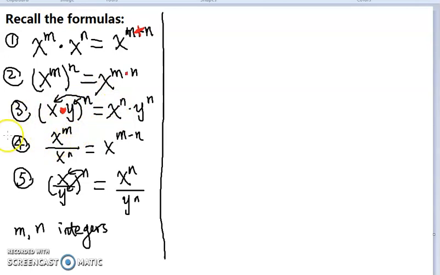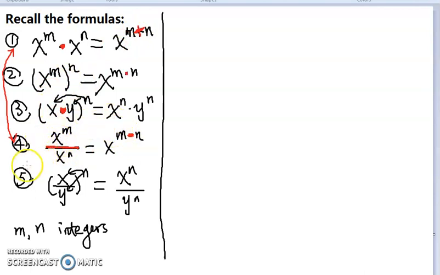Now, the 4th formula is similar to the first, but the only difference is we're not doing multiplication, we're doing division. When we divide two exponentials, we actually subtract: we keep the base x, and we subtract the exponents. So for multiplication, when we multiply exponential numbers, we keep the base and only add exponents. But if we divide, we subtract the exponents.